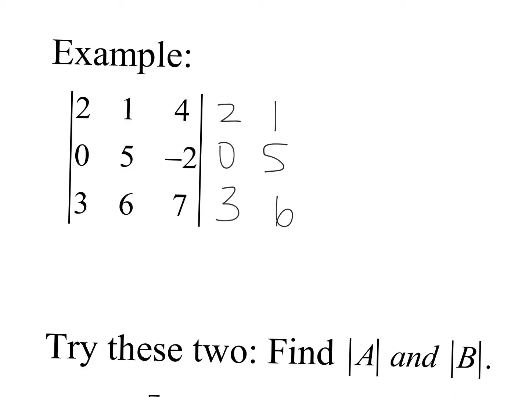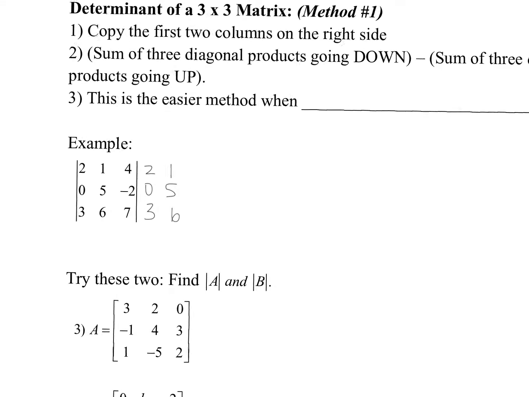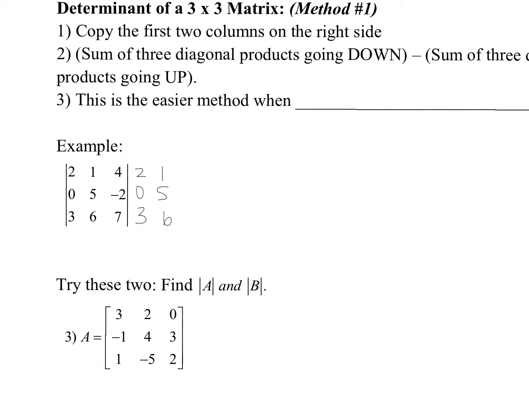Okay, so now the steps up above, let me go back so I can refer to this. The sum of the 3 diagonal products going down. Again, you always start by going down, and then you're going to subtract the sum of the 3 diagonal products going up. So it's very similar to what we just did, except instead of just one diagonal, we're going to use 1, 2, 3 diagonals. We're going to multiply all those numbers together. So I'm going to write this all out. It might look a little bit confusing for a second.